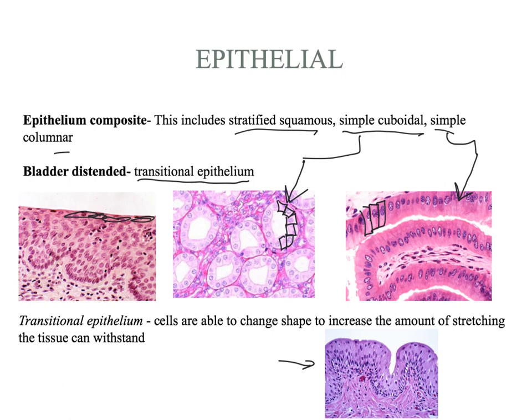And the cells that are arranged in that layer, they're arranged in the stratified layer, but they have the capability of appearing piled up on each other in a relaxed, emptied bladder. But as it fills, they unfold and expand to hold the volume of all the urine inside of it, and then it becomes thinner, and they look thick to thin, so they transition out.